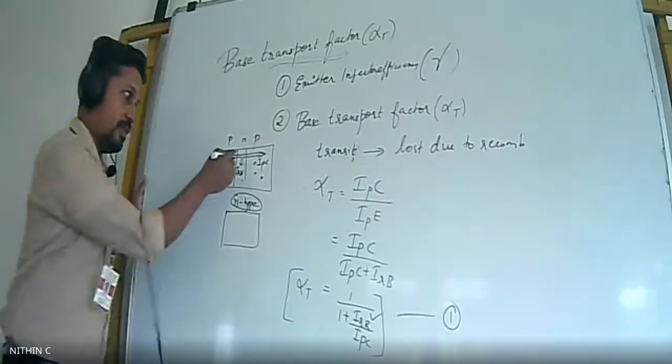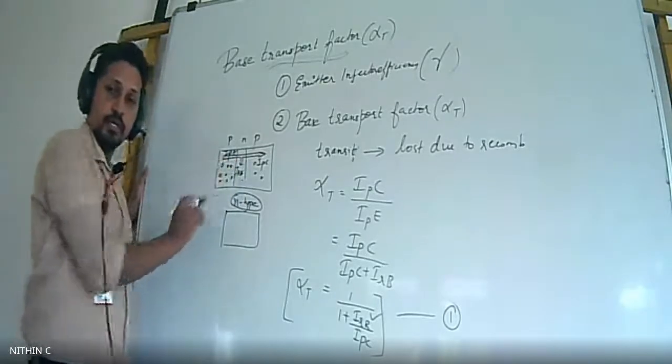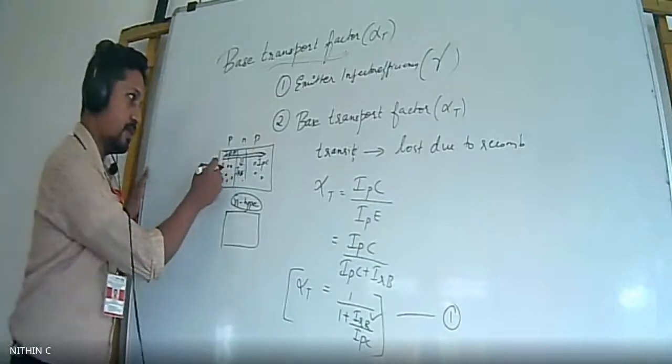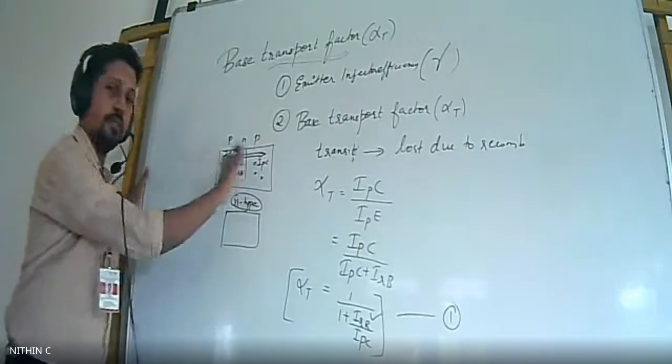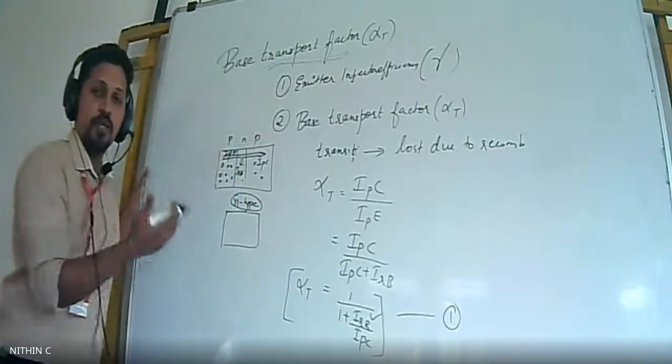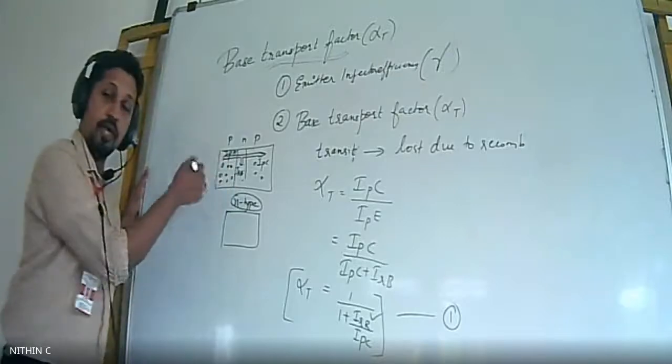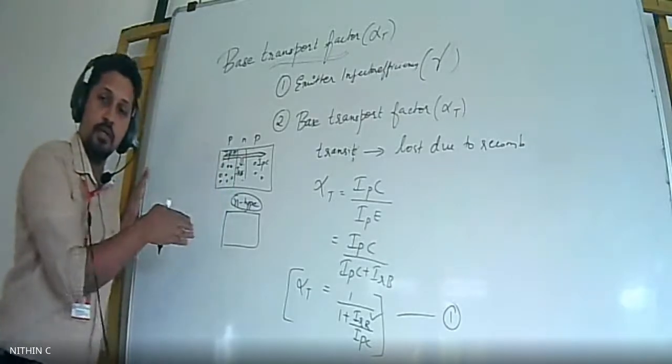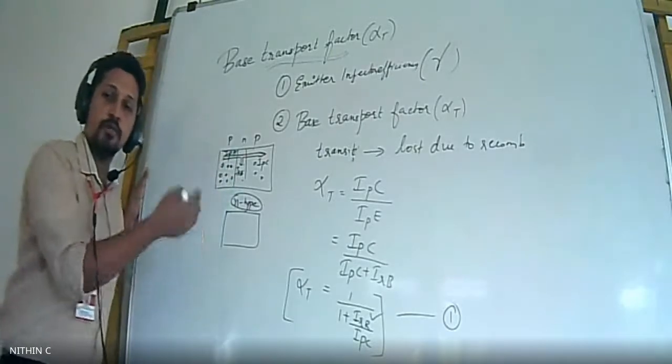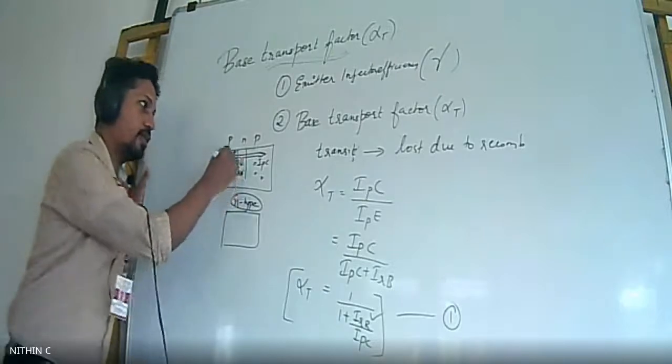So these electrons are actually the reason for recombination, right? These electrons are actually recombining with the charge carriers emitted from the emitter. What is our aim? Our aim is to reduce the IRB. That is, our aim is to reduce the recombination. To reduce recombination, naturally we should reduce the number of electrons over here.